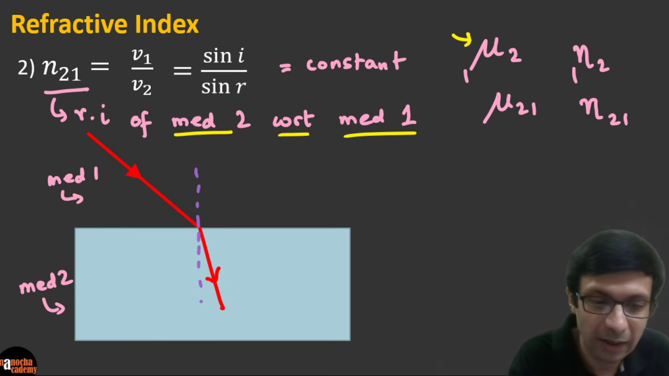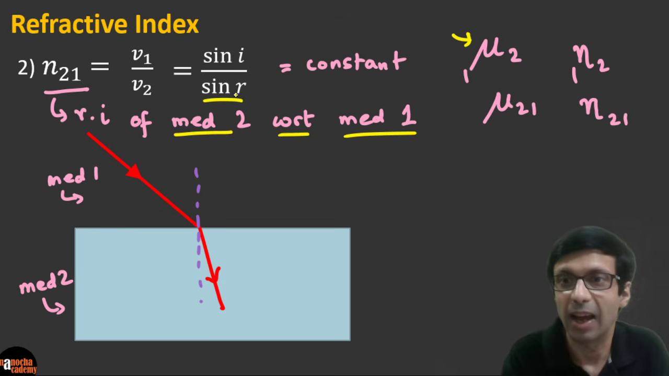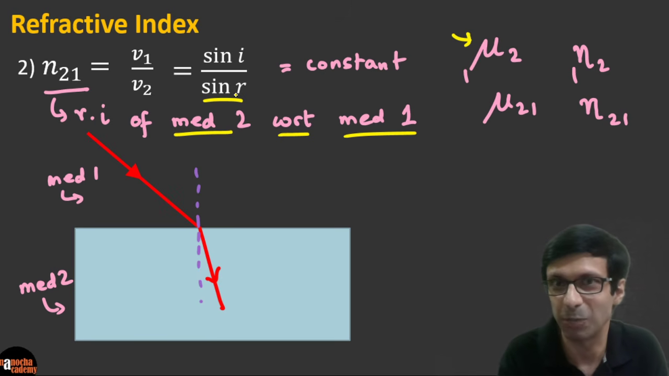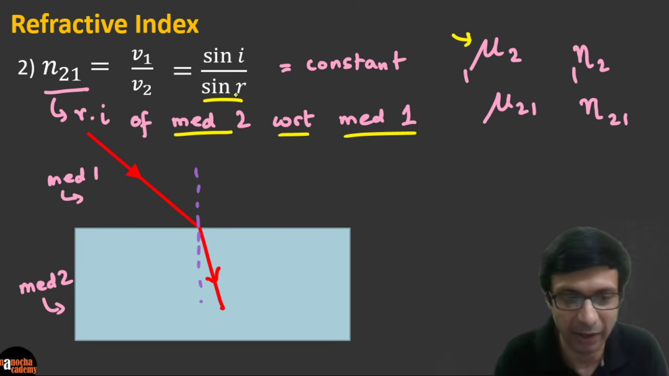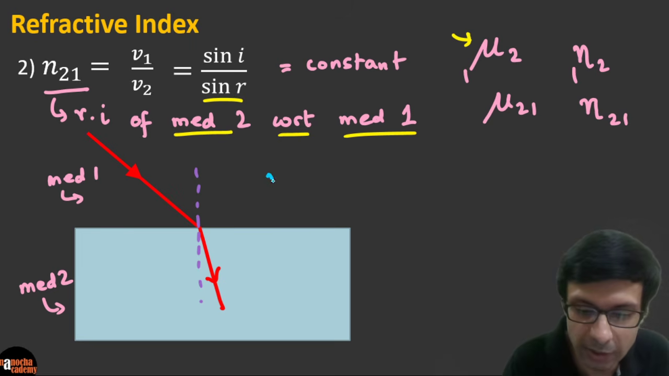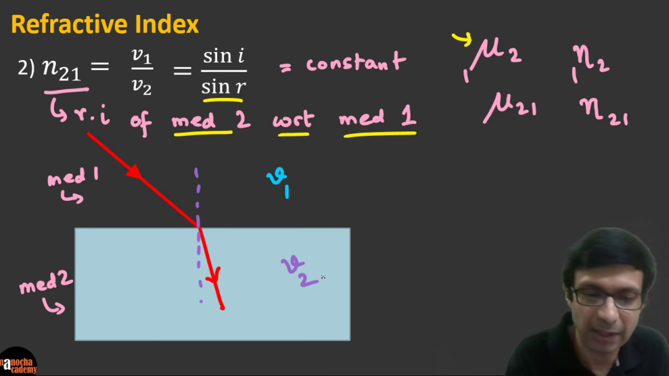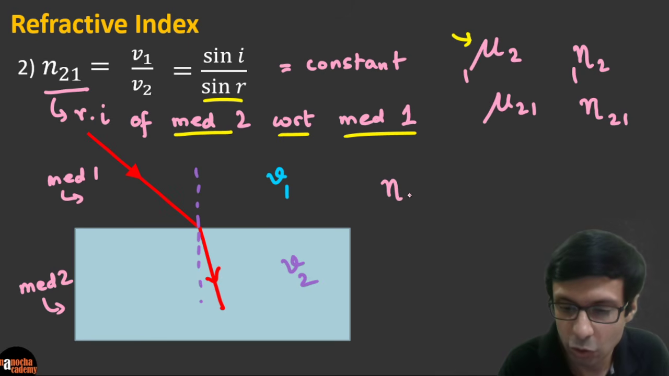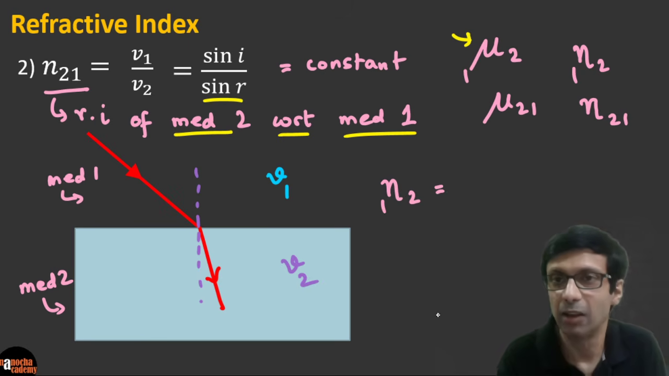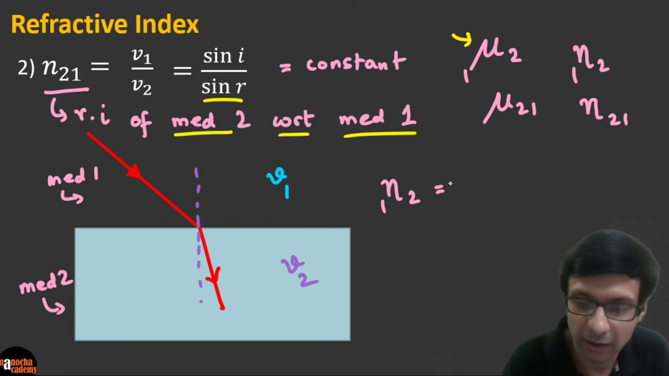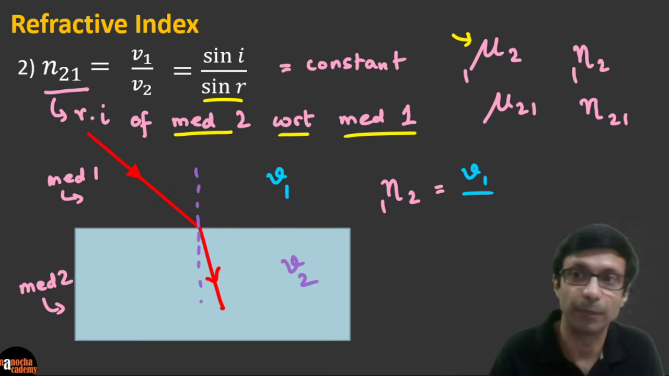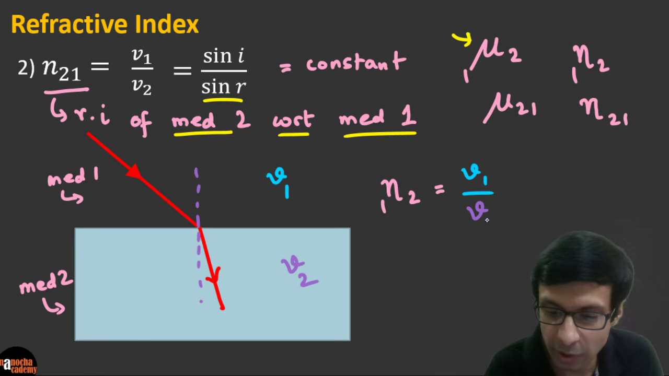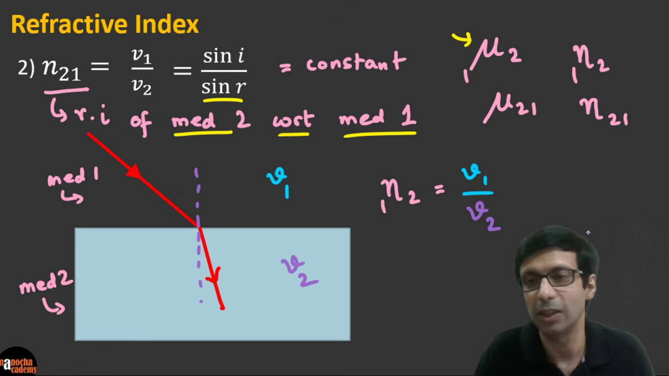And so Snell said that sin i by sin r is constant, and there's also another relation with the velocities, because remember we talked about refraction being due to a change in speed of light. So let's say the velocity of light in medium 1 is v1 and the velocity of light in medium 2 is v2. Then we can say that N21, so I like to write it this way, the refractive index of 2 with respect to 1, can be written as the ratio of the velocity in medium 1, not in medium 2. So it's a little confusing, divided by the velocity in medium 2.